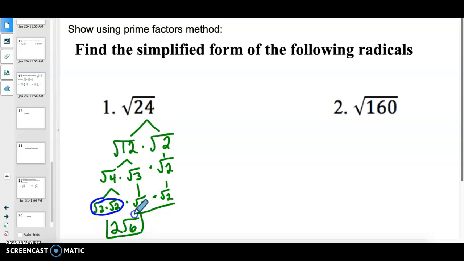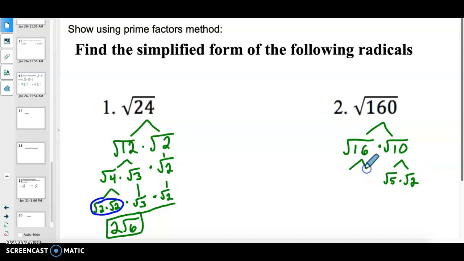So that is one way you can do the prime factors method. I'll show you one more like that. With 160, the first one I see does happen to be a perfect square, but I'm just going to still show the prime factors method. So I would say square root of 16 times square root of 10. Neither of these are prime numbers yet, so I'm going to split it up. So I've got square root of 5 times square root of 2. Now those are prime numbers.